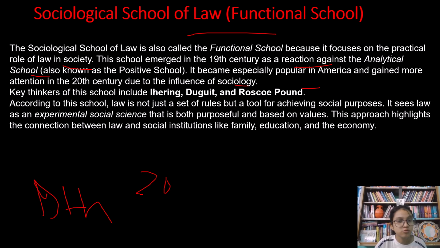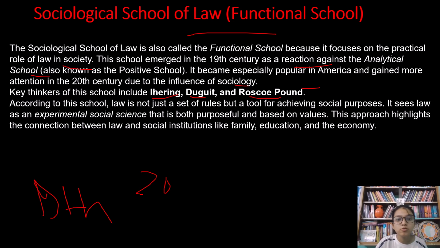Key thinkers of this school include Ihering, Duguit, and Roscoe Pound. So these are the three people who are the key figures of the Sociological School of Law, and their contribution towards it is very important. What their contributions to the school were, and what made its development, are the things which go along with the Sociological School of Law.